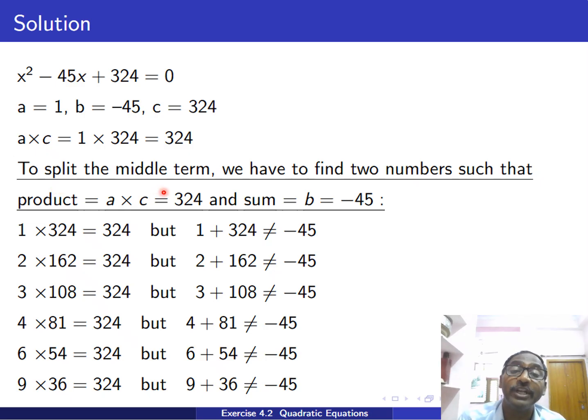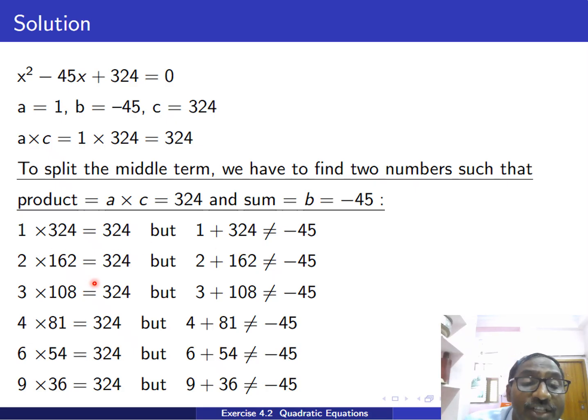To split the middle term, we have to find two numbers such that the product equals a into c, equal to 324, and the sum is equal to b, equal to minus 45. Now checking all the tables, starting from one table. 1 times 324 is 324, but 1 plus 324 is not equal to b, that is minus 45.